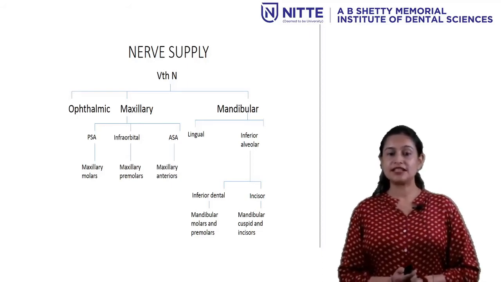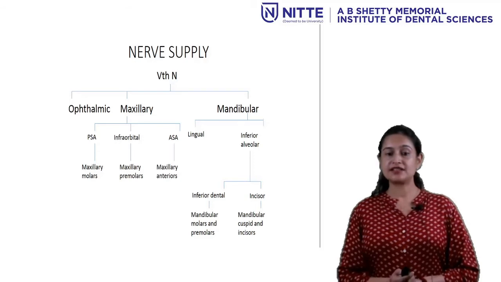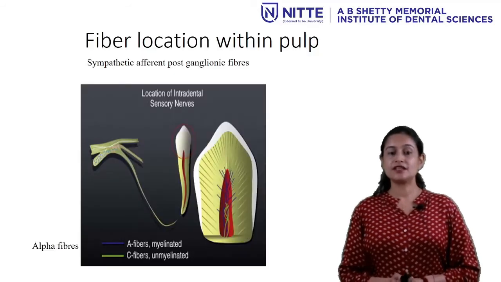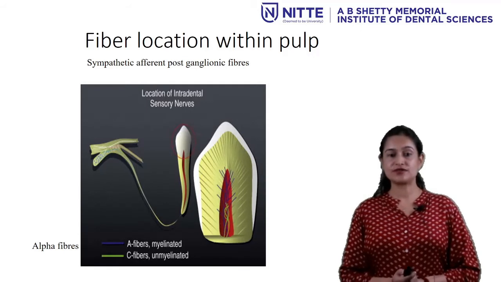The mandibular nerve gives the lingual and the inferior alveolar. Inferior alveolar is divided again into inferior dental and the incisor. The inferior dental supplies the mandibular molars and the premolars, and the incisor branch supplies the cuspids and the incisors. You can see in the picture the fiber location within the pulp.